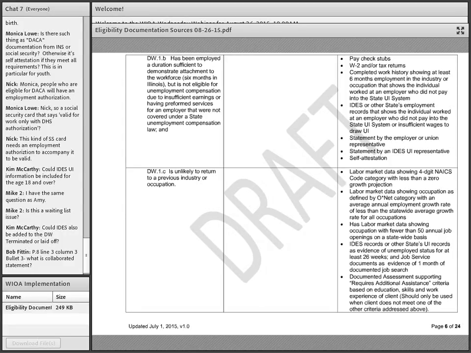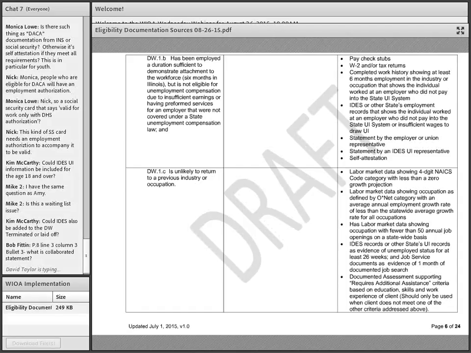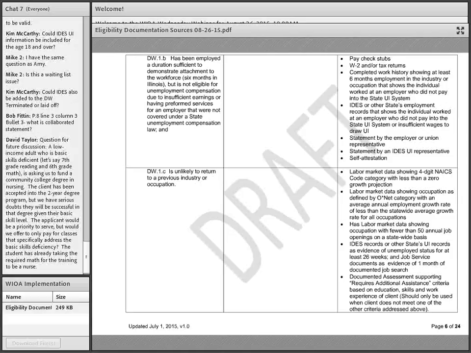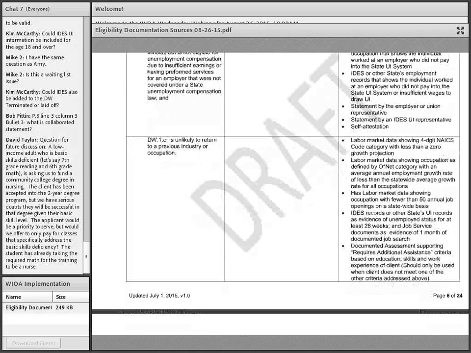It's kind of attached to UI. So we've utilized the 6 months in that respect. So we have no reason to think we should change that at this point in time, either to reduce it or extend it. And these 6 months applies also as one of the documentation sources under DW1C, I think it is. You'll find that. So just wanted to reiterate that Illinois has made a decision that the definition of attachment to the workforce is 6 months.